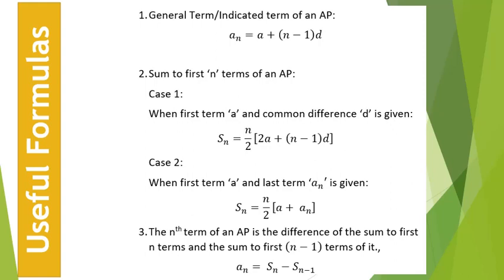Now look at the third formula. The nth term of an AP is the difference of the sum of the first n terms and the sum of the first n minus 1 terms of it: an equals Sn minus Sn-1. Simply, if you need to find the third term, that is a3, what you will do is S3 minus S2. That is, the sum of the first 3 terms minus the sum of the first 2 terms will give you the third term.